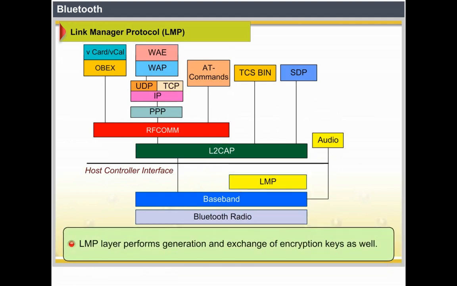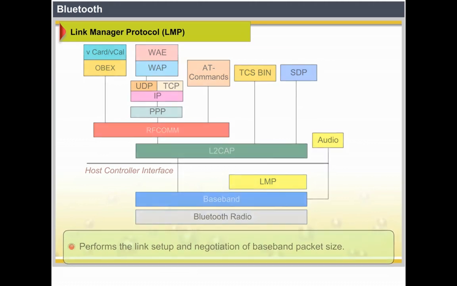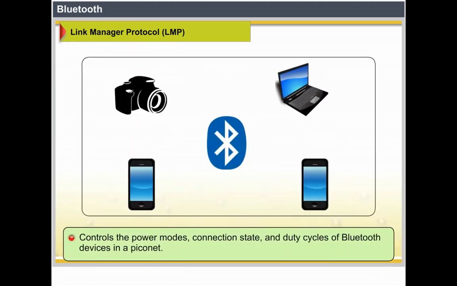LMP layer performs generation and exchange of encryption keys as well. Performs the link setup and negotiation of baseband packet size. Also controls the power mode, connection state and duty cycles of Bluetooth devices in a piconet.